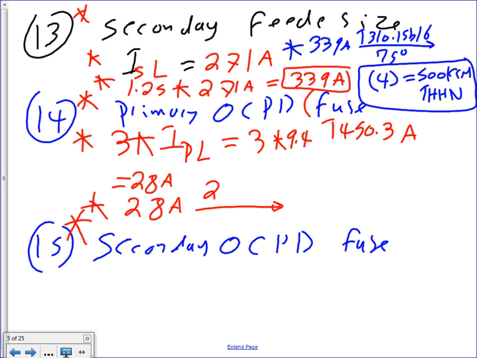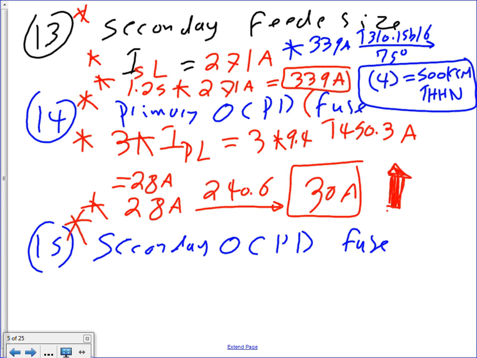We take this one to 240.6. You guys remember that? 240.6. If it's not a standard, you go to the next standard, which is 30 amps. If it's not a standard, you have to go up. So what size fuse do I have on the primary side? 30 amps.